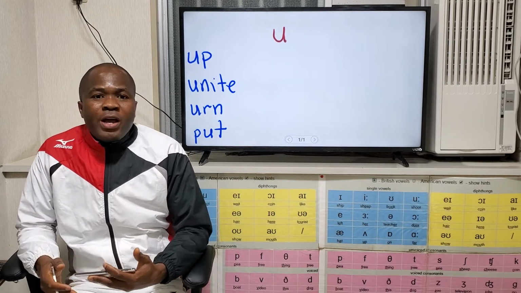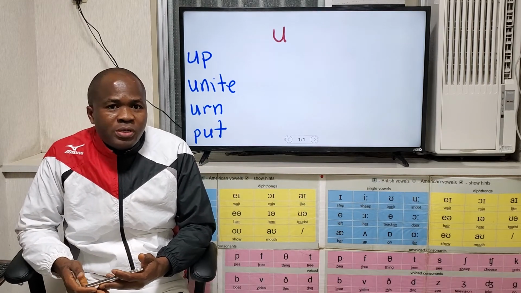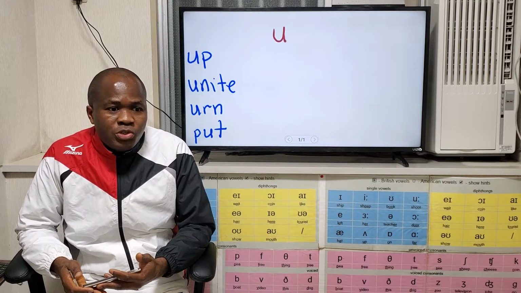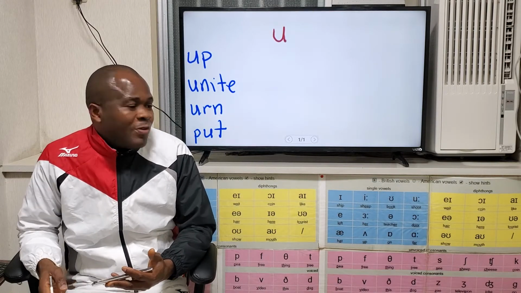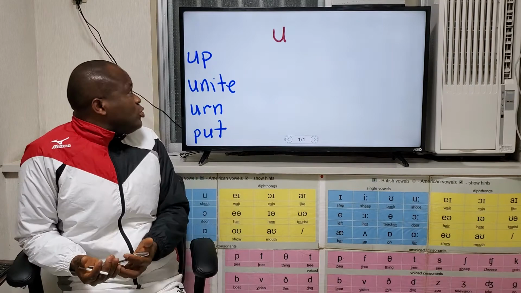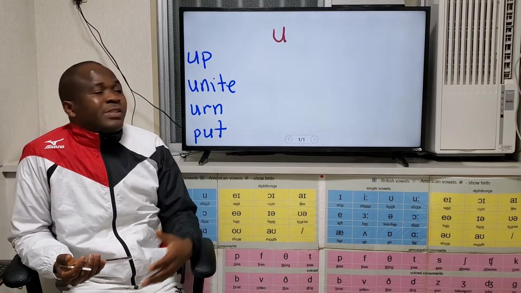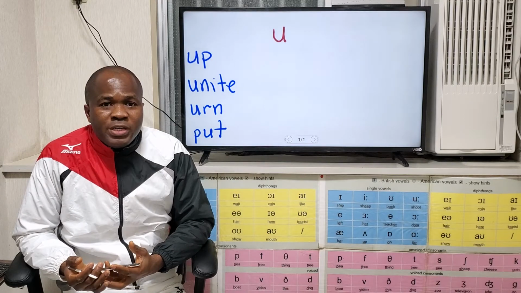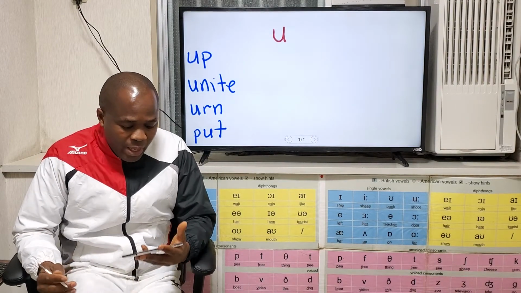So today we are having a look at the letter U. U, of course, is a vowel, the long vowel. So we are going to use these words to come up with four sounds that the letter U can or is able to make or is capable of making.